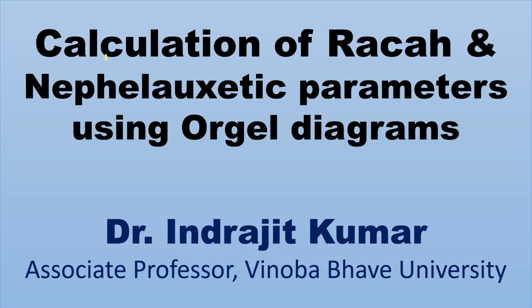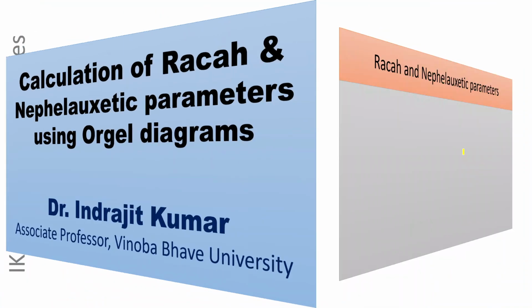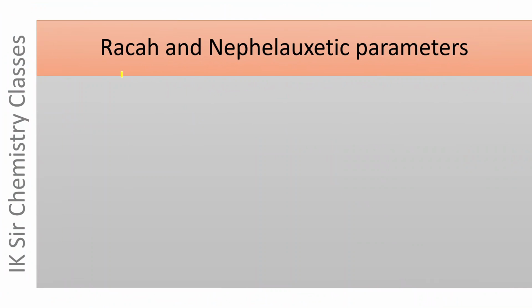In this video, we will discuss the calculation of Racah and Nephelauxetic parameters of transition metal complexes with the help of UV visible spectrum using Orgel diagrams. First of all, let us recapitulate what are Racah and Nephelauxetic parameters.